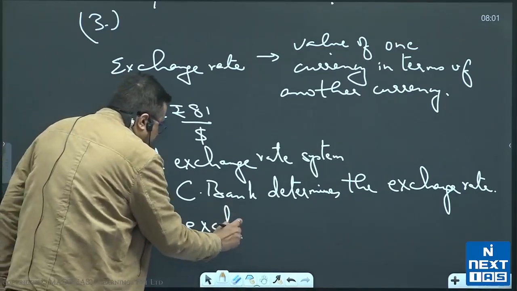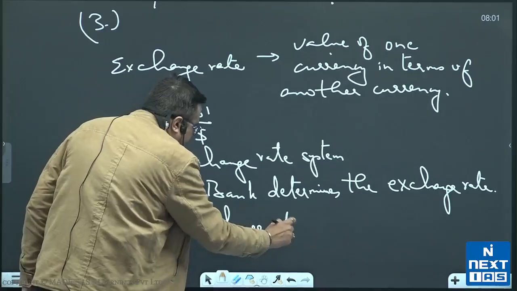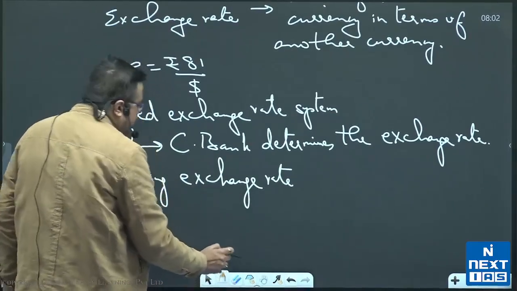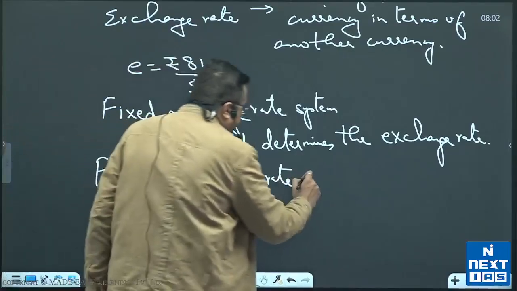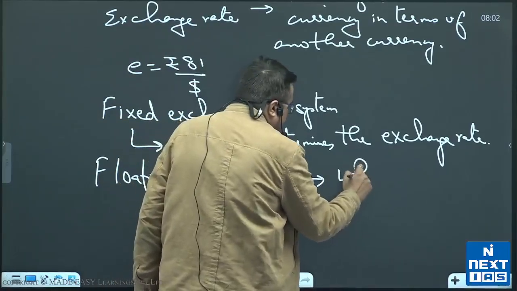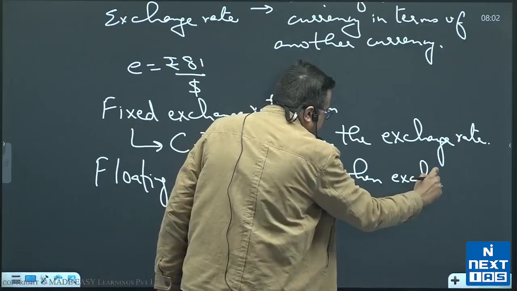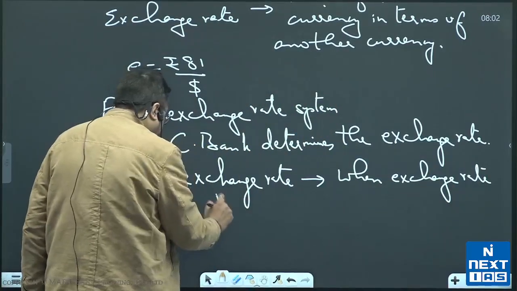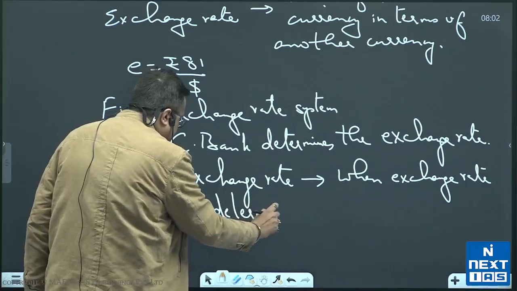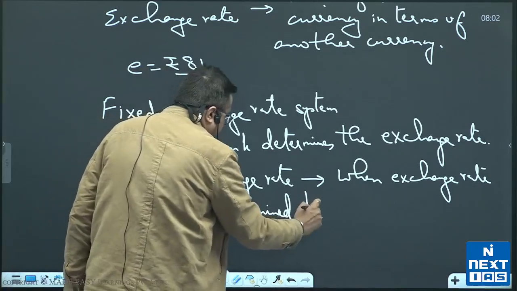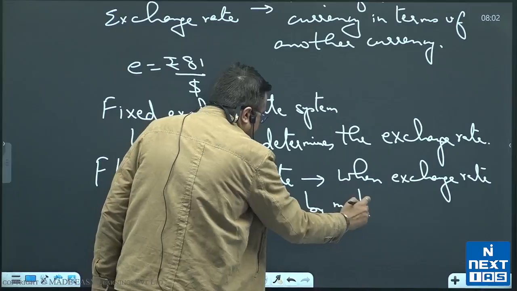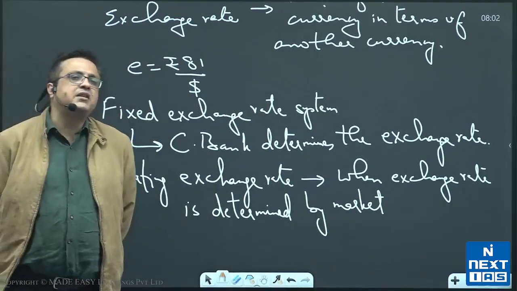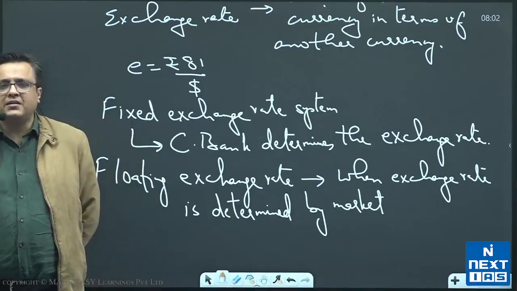So we introduced another system called floating exchange rate. I am talking about the global level here. So globally this floating exchange rate system was introduced sometime around 1972. And this floating exchange rate system is when the exchange rate is determined by the market. Now, how does the market determine the exchange rate? Through the forces of demand and supply.